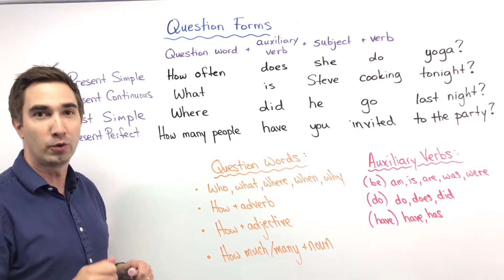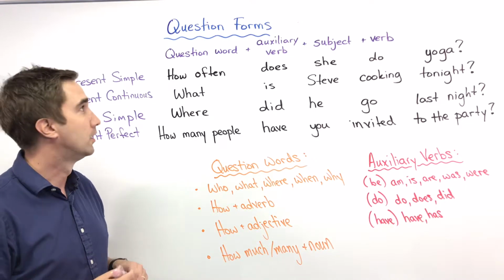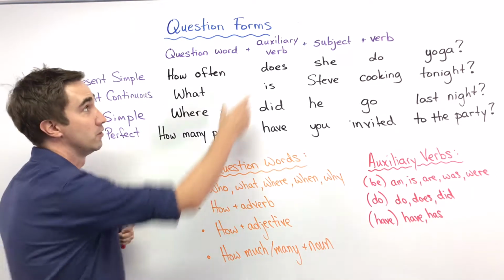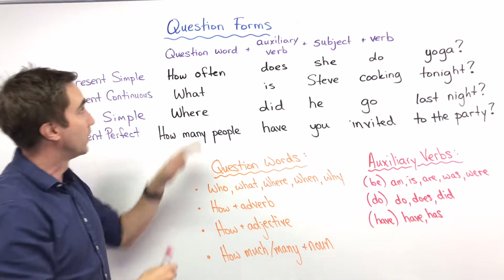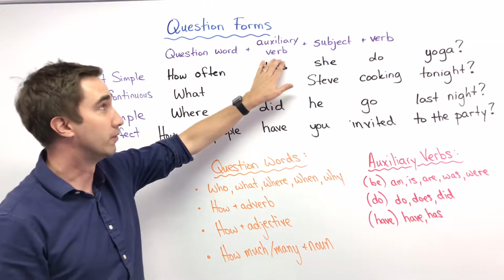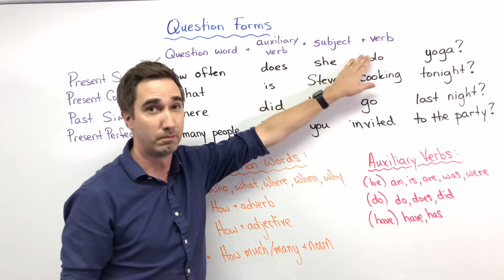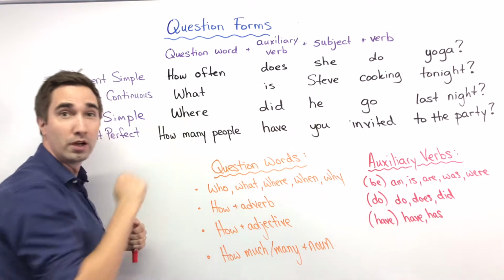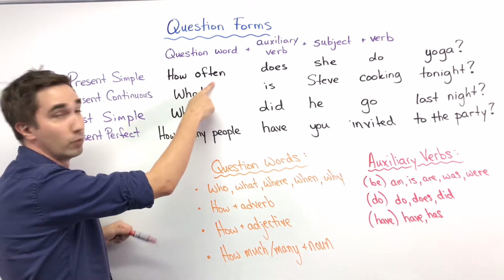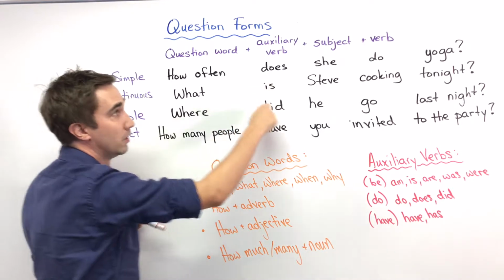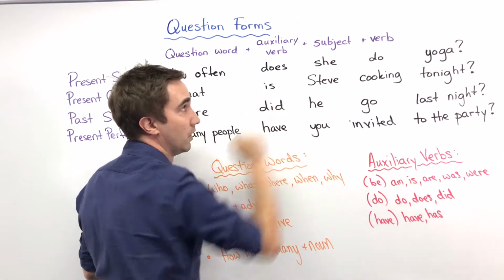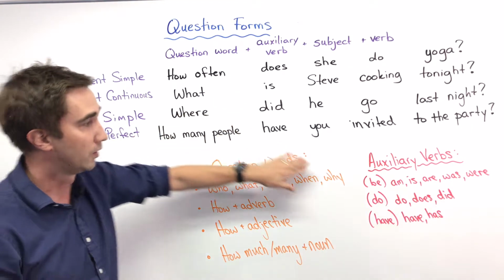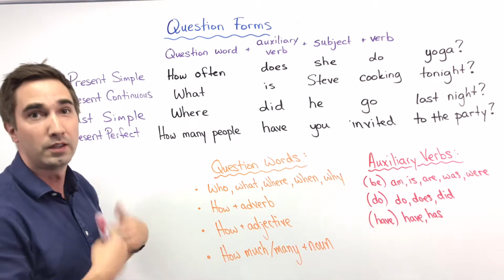All right, today we are going to review question forms. As you can see on the whiteboard, there is a form that we need to follow with questions using auxiliary verbs. So we have a question word, auxiliary verb, subject, and verb. Okay. For example, how often does she do yoga? How often is our question word, does is our auxiliary verb, she is our subject, and do is our verb. And every question, when we're using an auxiliary verb, like these here, needs to follow this form.